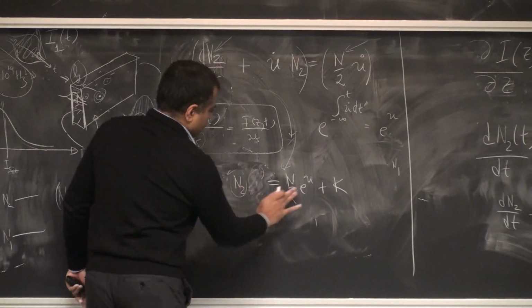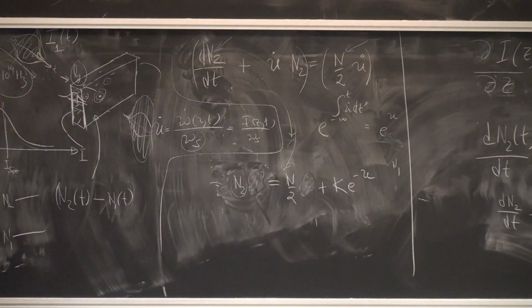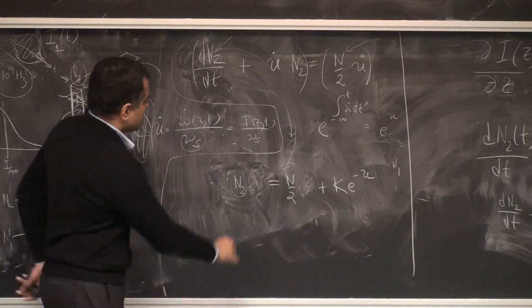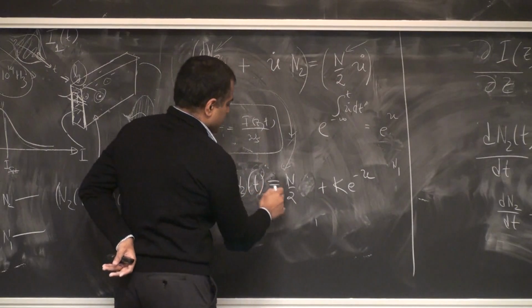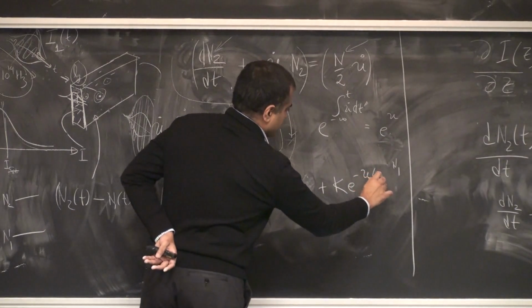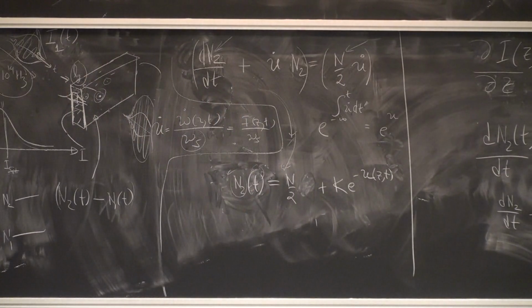And so we can take this out here, and here's how it looks. N2, the total number of atoms in the saturable absorber in the upper state as a function of time, is changing like that. So that's the solution to this equation now.